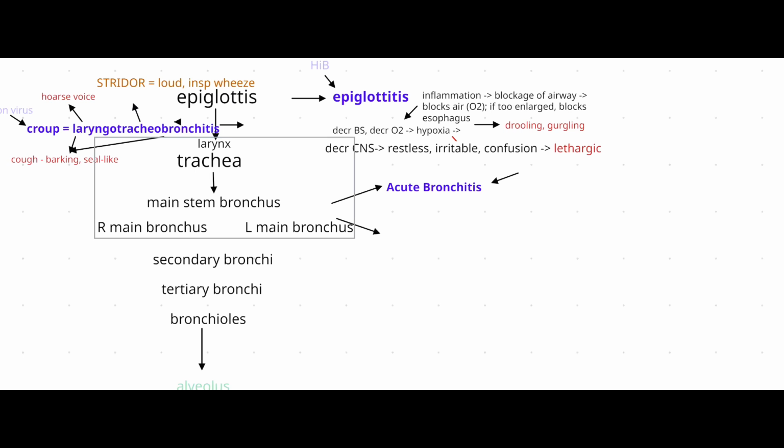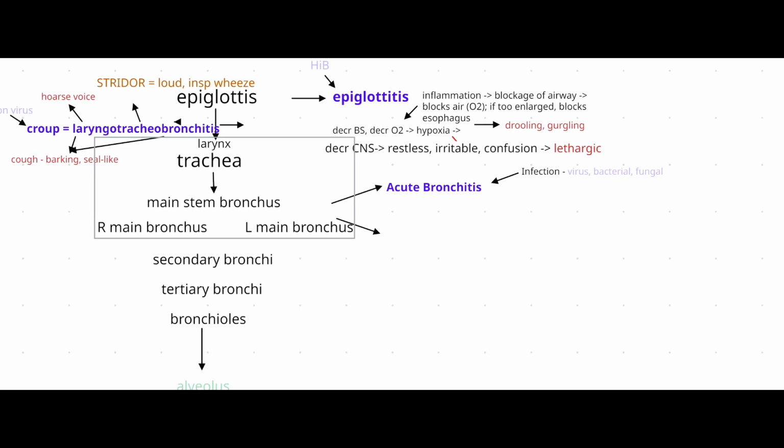What's rare? What do you think? Fungal, yes, absolutely. Okay, so who gets fungal? Not a lot of people. Usually your patients who are immunosuppressed. Okay, who are immunosuppressed? HIV patients and cancer patients who are taking chemotherapy drugs. Okay, who else?